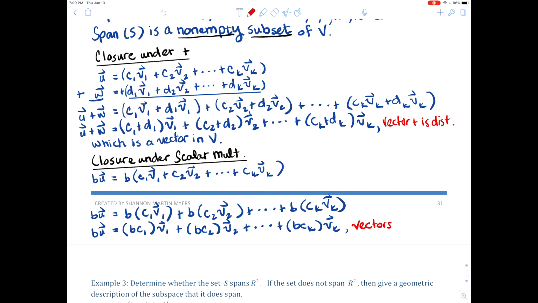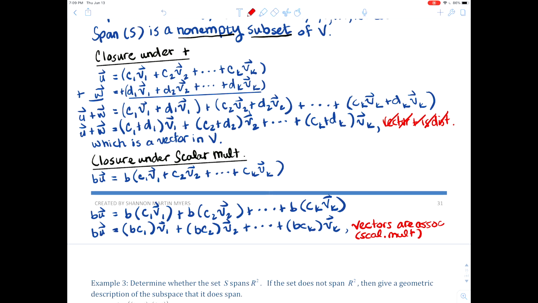Vectors are associative under scalar multiplication. And this one I wrote weird. Wasn't vector addition is distributive? That doesn't make sense, right? My bad.